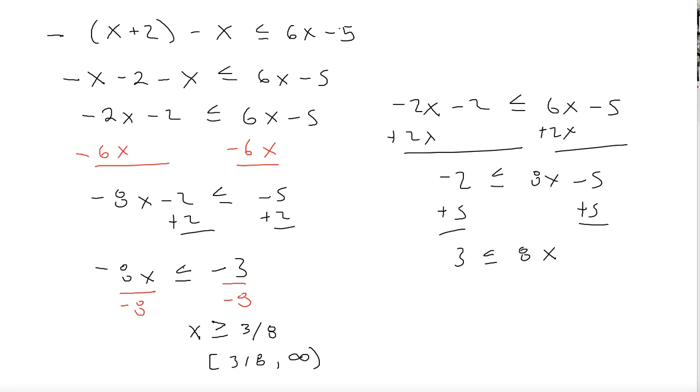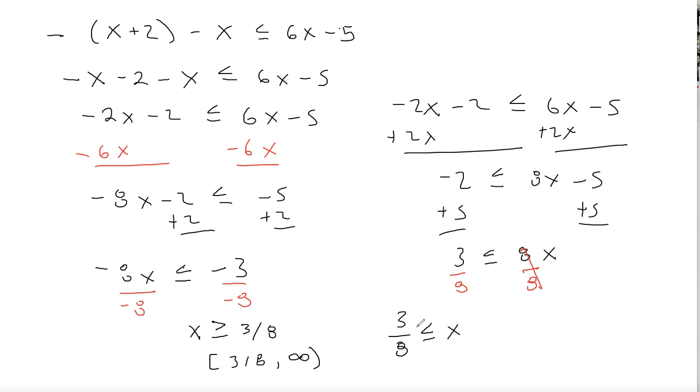And then when I divide this, I don't have to flip the sign because I'm not dividing by a negative now. And so what I end up with is this inequality written kind of backwards, and that messes people up too. 3/8 is less than or equal to x. So 3/8 is less than or equal to x is the exact same thing as x is greater than 3/8. Think about it. X is greater than 3/8 or 3/8 is less than x. So the exact same thing.